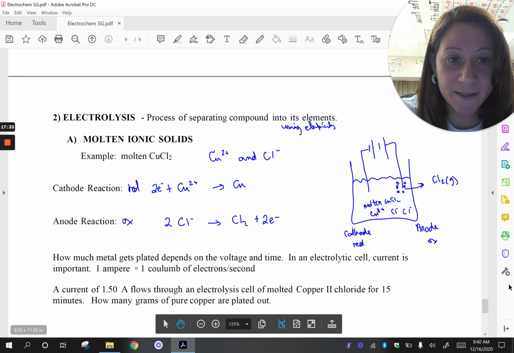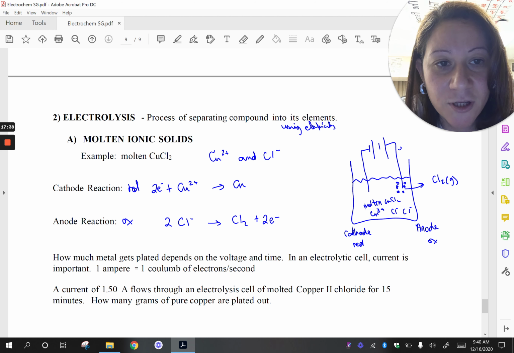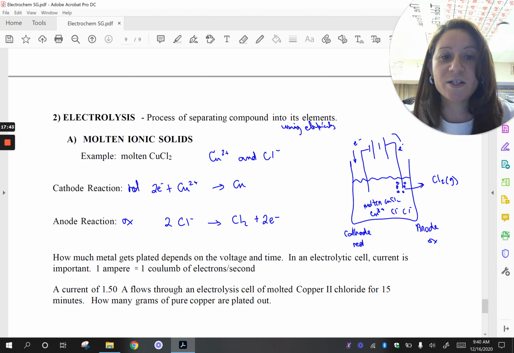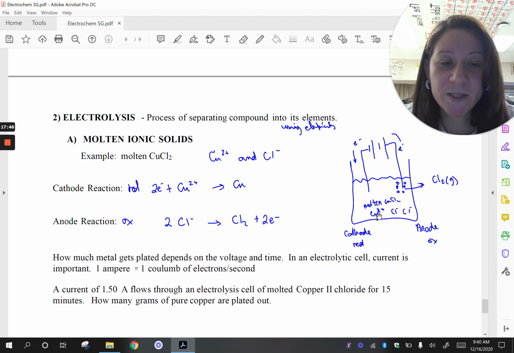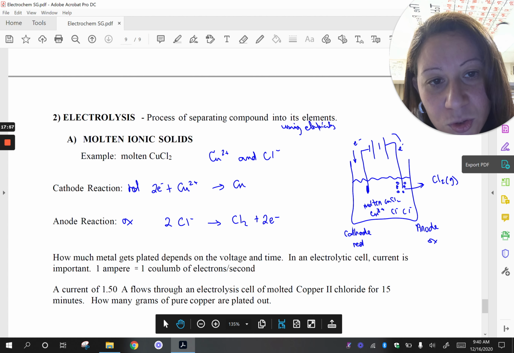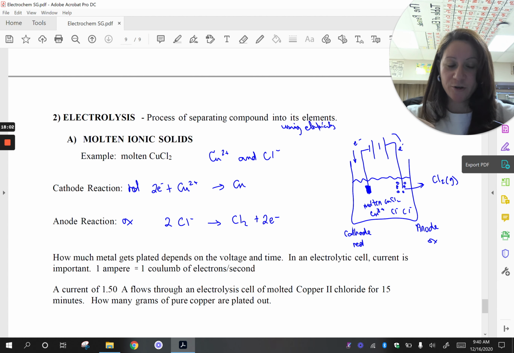The Cl minuses are turning into chlorine gas and giving off electrons, and the electrons are going to travel through the wire. Okay, what's happening at the cathode? At the cathode, the Cu2+ from the molten CuCl2 is going to meet up with the electrons and produce neutral copper. Neutral copper is a solid, so it's going to plate on this wire right here. So on my 2 wires, I would see some solid copper on one of them, and on the other one I'd see bubbles, and it would smell like chlorine.